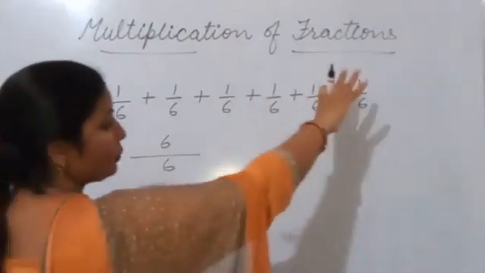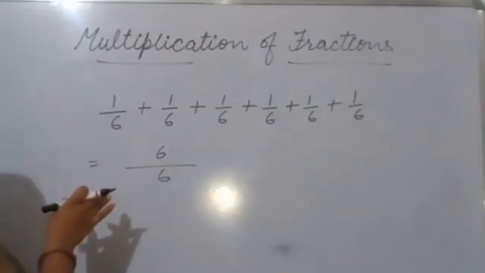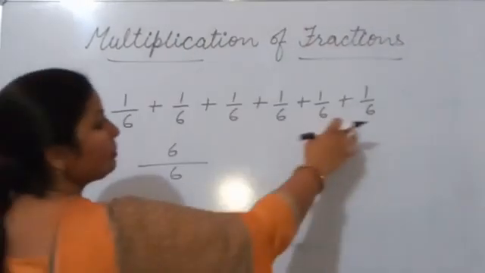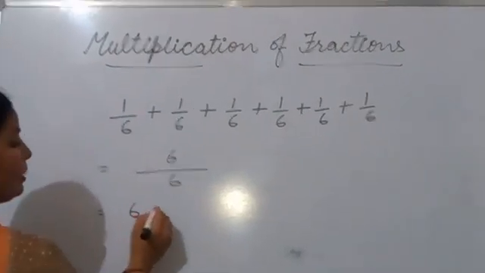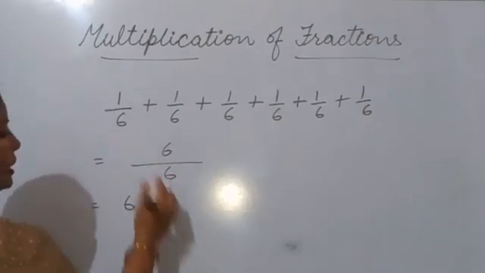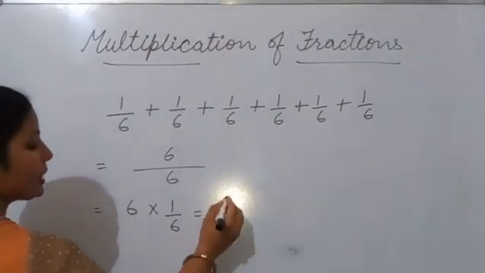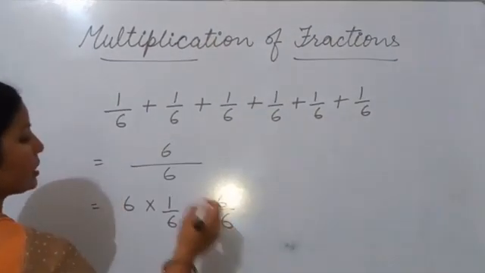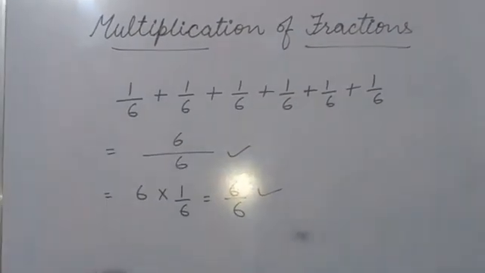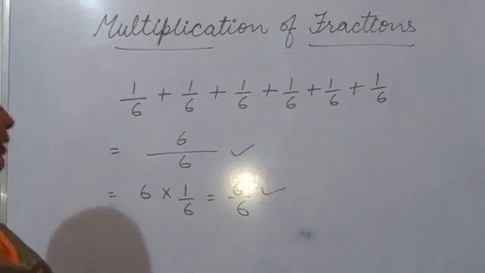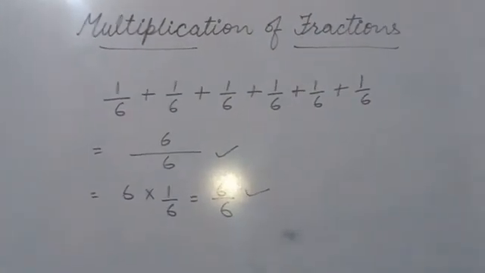But this will take a lot of time and a lot of space. So at the place of repeated addition, we use multiplication. How many times do we repeat the addition? 6 times. So we can do it like this: 6 multiply by 1 upon 6. Then numerator multiply by numerator, 6 ones are 6 upon 6. So the answer is the same. So at the place of repeated addition, we can use multiplication because multiplication is repeated addition.